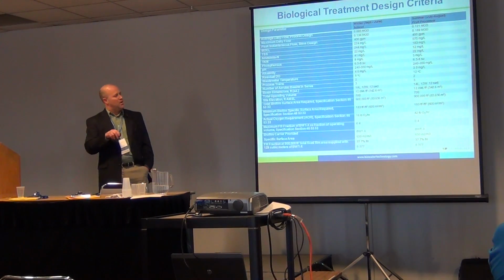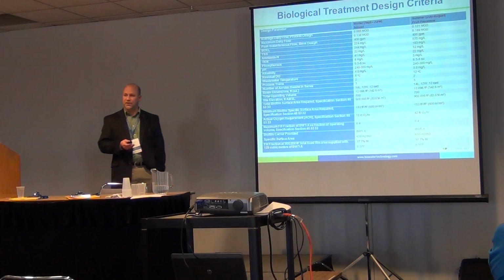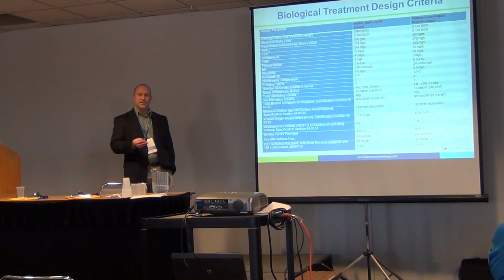New. But anyways, the way you design a fixed film process is you take an activated sludge base, you would go by cubic feet of aeration volume. And that's how you size a plant. You take your incoming load, you look at your cubic feet of volume, how many mixed liquor solids you have under aeration, and that's how you design your system.